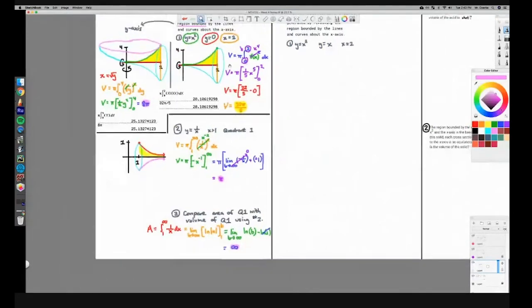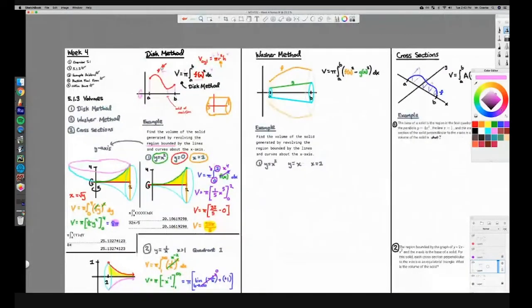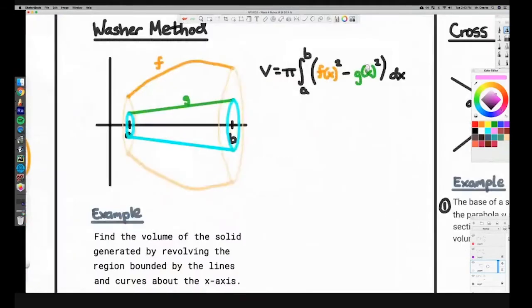Okay. Anyway, that's the disk method. The washer method is the exact same thing as the disk method, only you subtract off a volume on the inside. And to subtract that off, that's what this minus g squared is. This f of x goes first because it's further. If you look at the radius right here, it's further than the g for any x here. So because that's further, it goes first. If you did it the opposite, then you would have a negative volume.